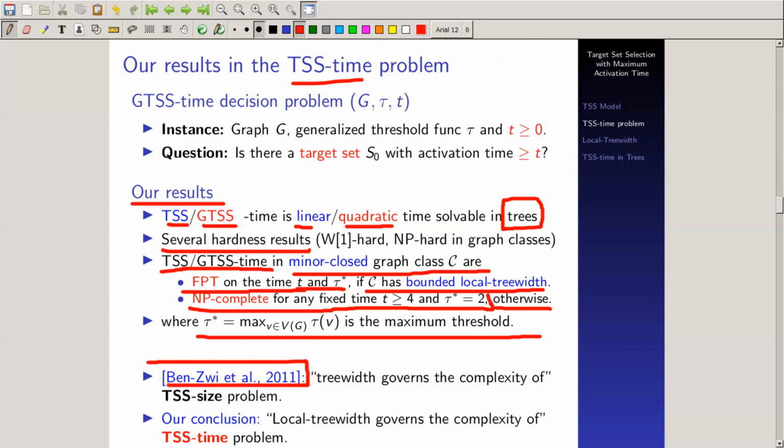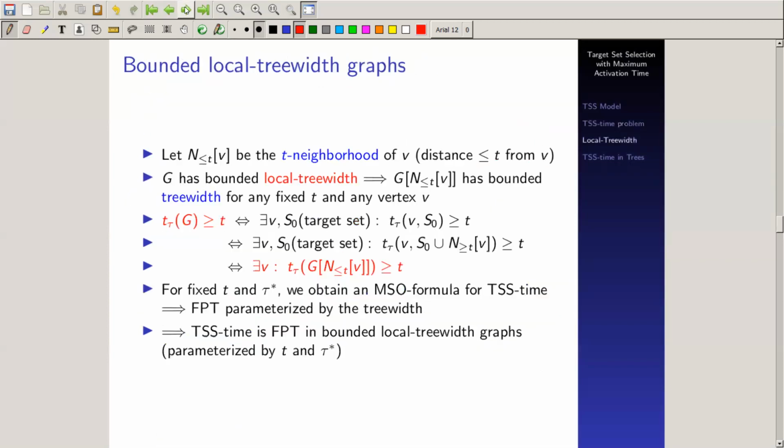In 2011, Ben-Zwi showed that the parameter treewidth governs the complexity of the TSS size problem, the classical target set selection problem. Our conclusion is that the parameter local treewidth governs the complexity of TSS time and GTSS time problems. So, our result on bounded local treewidth.